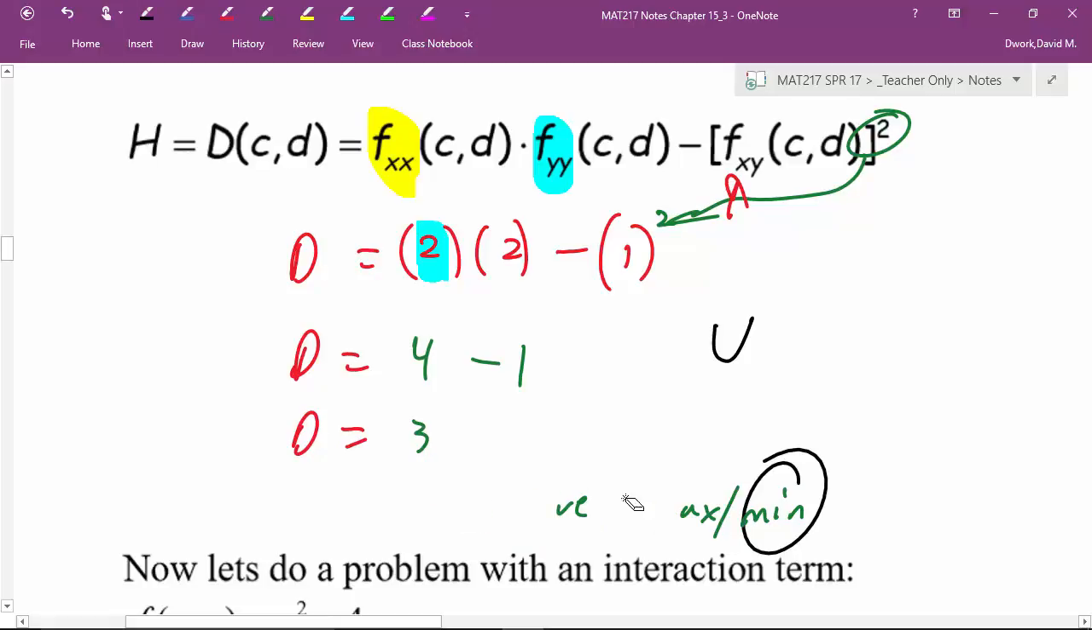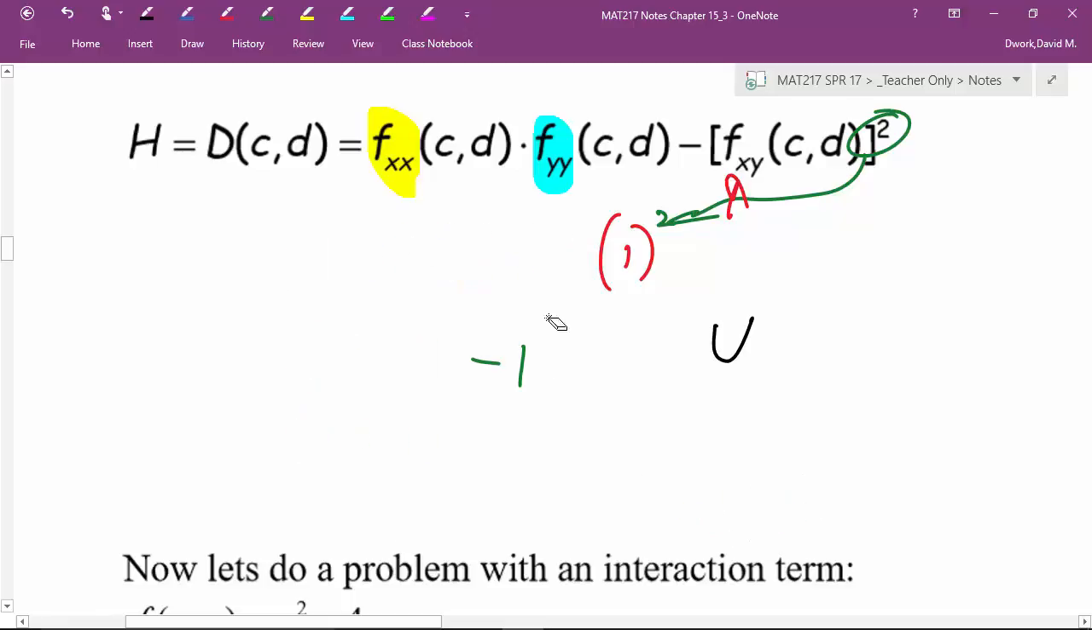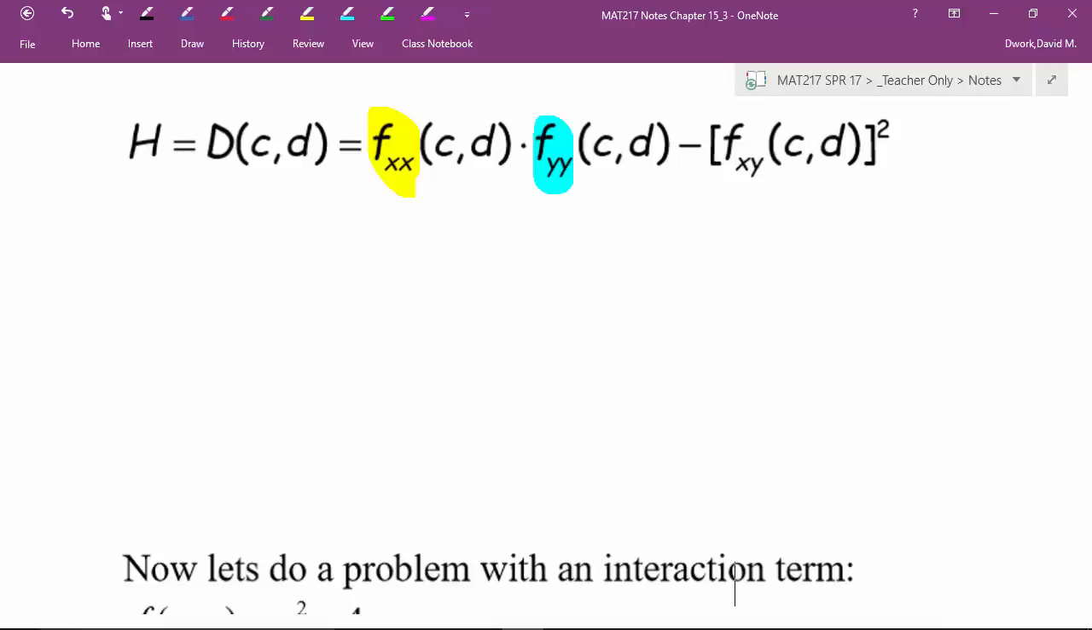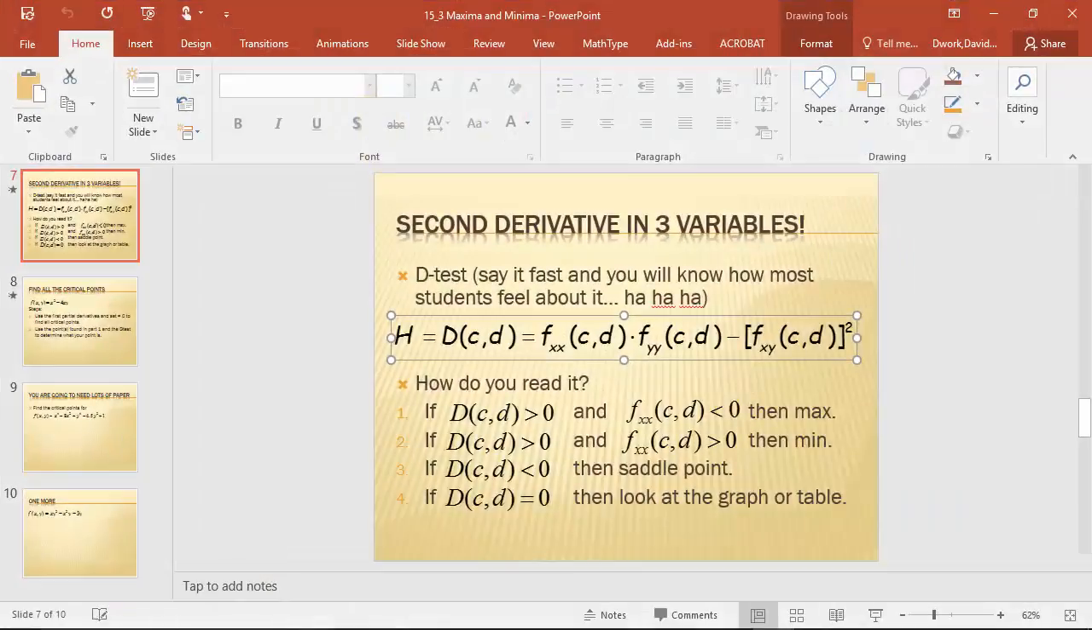Now, there are all sorts of fancy ways of writing this rule out, and it gets very complicated. One example is right here, where the way it's written out is if the derivative test is greater than 0 and f of xx is less than 0, then it's a max, or if f of xx is greater than 0, then it's a min. That's exactly what we just said. We just did it using logic instead of this fancy notation. And again, if your d is less than 0, then you know it's a saddle point.